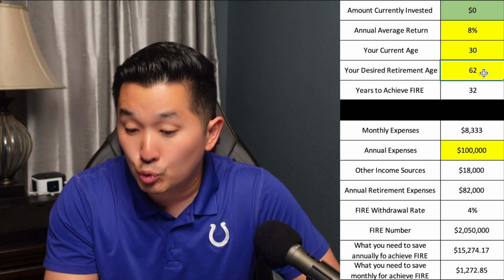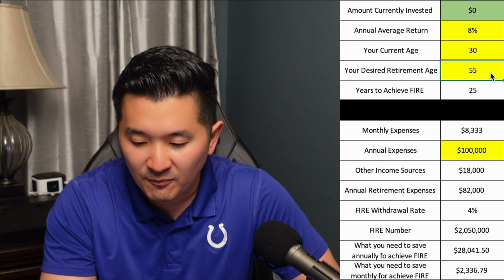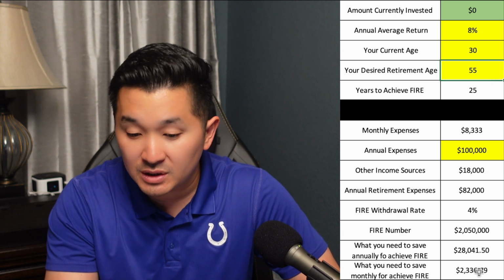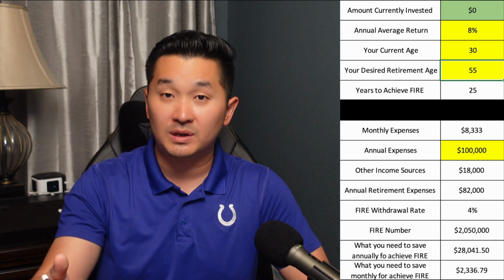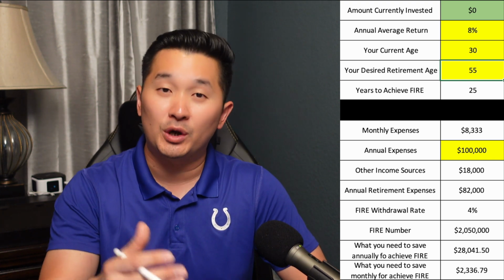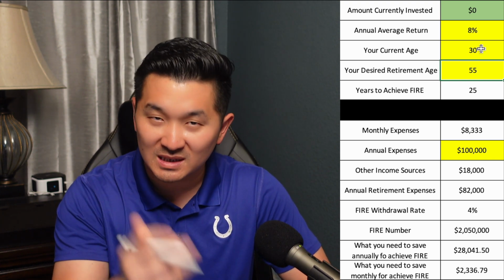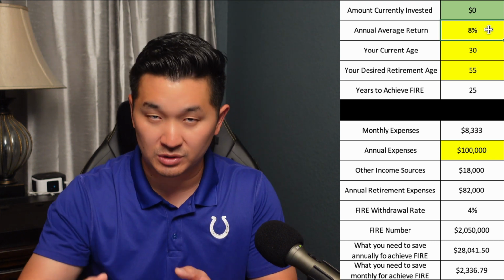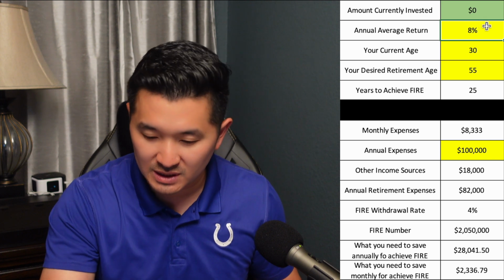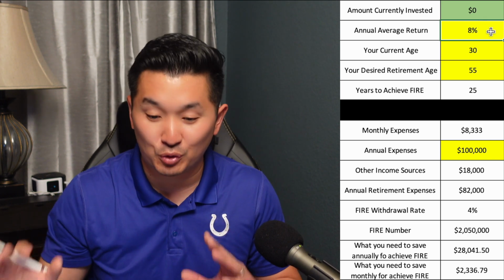If you don't want to wait that long, and let's say you want to retire at 55, then you'll need to invest at least $2,300 a month. You see how the numbers increase based on your age, right? What you cannot control is the stock market returns, and that's why it's always safer to invest more than what you originally planned.